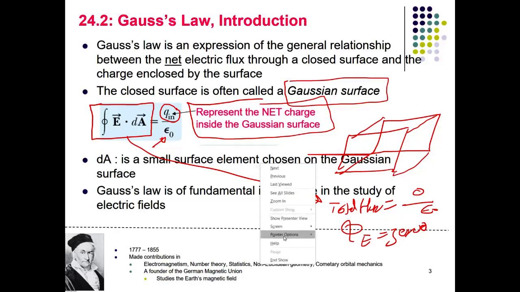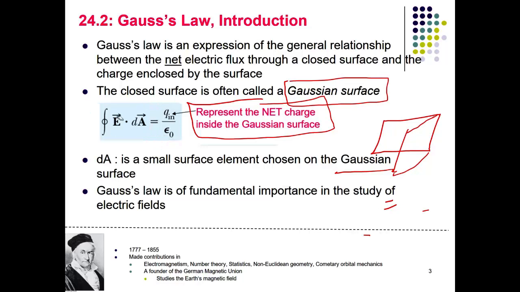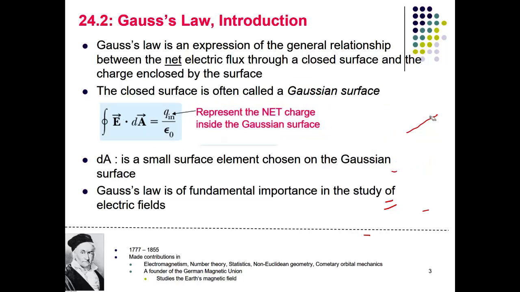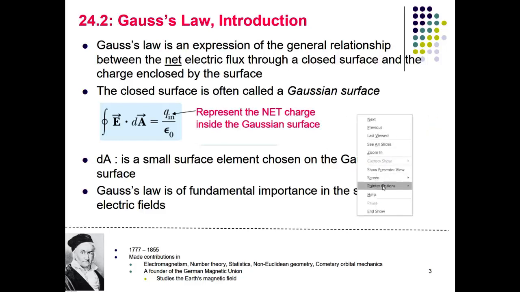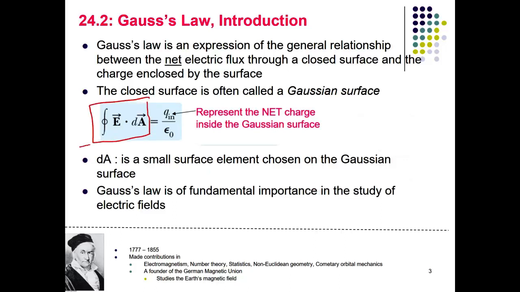Now, I need to tell you the following thing. There are two ways, according to the equation, to calculate the total flux through a surface. Total flux, or net flux. One way is to carry out the integration, which is not a good idea, since we try to avoid integration. The other way is to just calculate the right-hand side of the equation, which is easy.